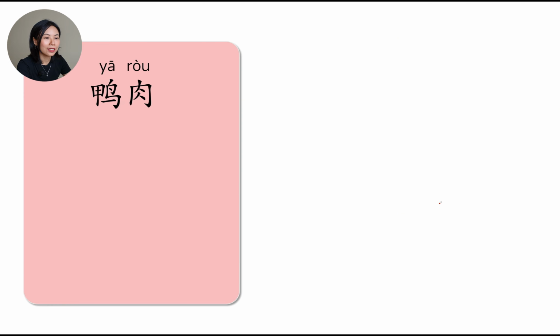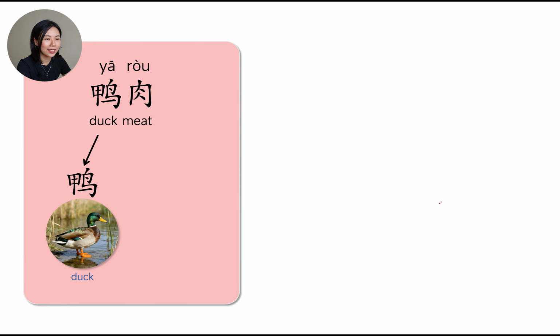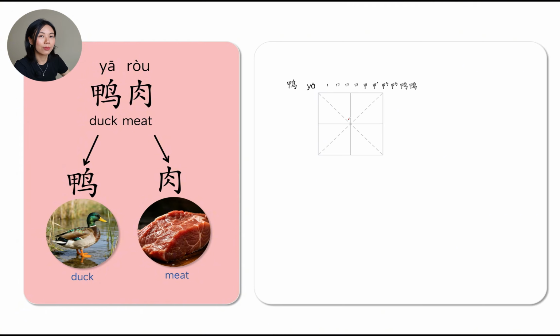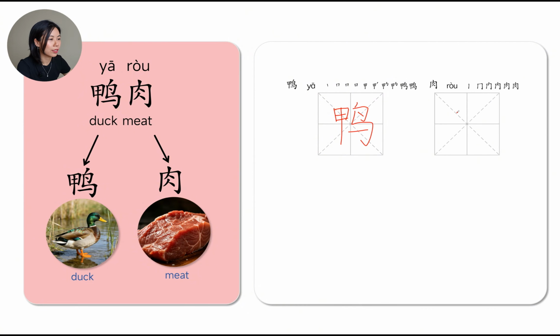下一个, next one, 鸭肉, duck meat. 鸭 is the duck. 肉 is the meat. So 鸭肉 is duck meat. The first one, 鸭. 1, 2, 3, 4, 5, 6, 7, 8, 9, 10. 很好，这是鸭。肉 1, 2, 3, 4, 5, 6.